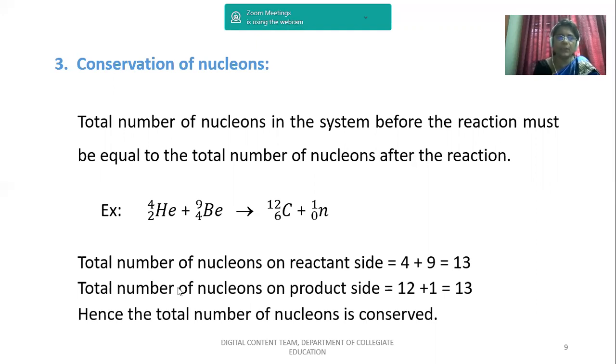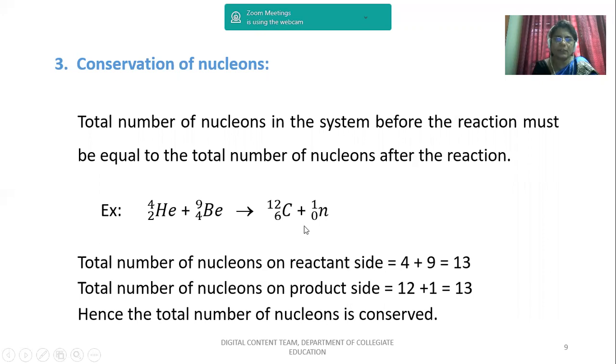So here, if you consider this particular nuclear reaction, you know very well that nucleons is nothing but the mass number, which is the sum of protons and neutrons. So we have to consider total nucleons on the reactant side and total nucleons on the product side, and if they are equal, that confirms the conservation of nucleons in a reaction. So here in this particular equation, you have the number of nucleons on the reactant side as 4 from helium, and for barium it is 9, so it is 13 totally.